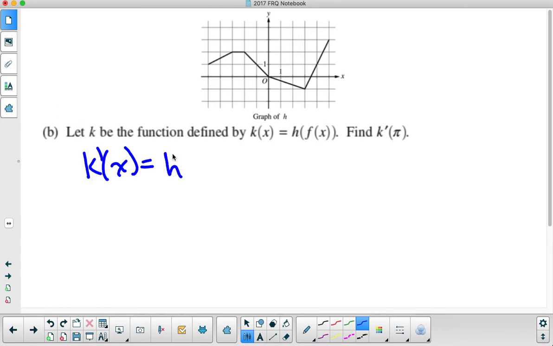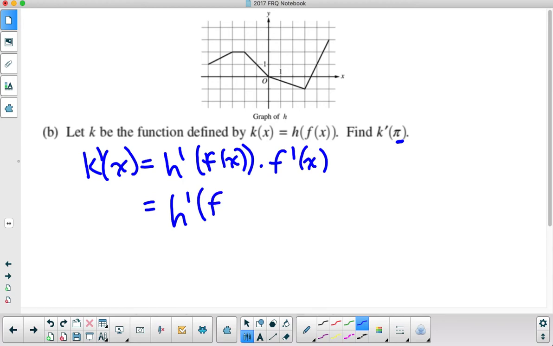So h outside function, h prime of inside function times the derivative of the inside function, f prime of x. Now we're going to plug in pi. Always do your derivative first, then plug in your number later. So h prime of f of pi times f prime of pi.